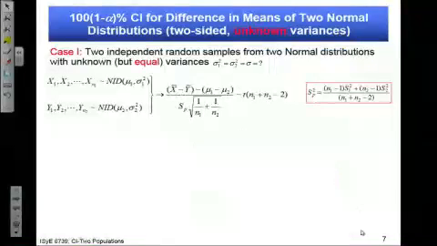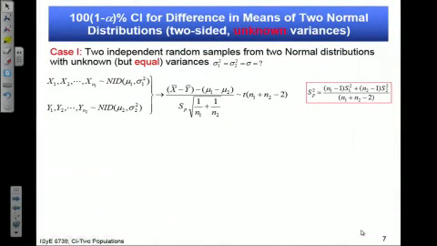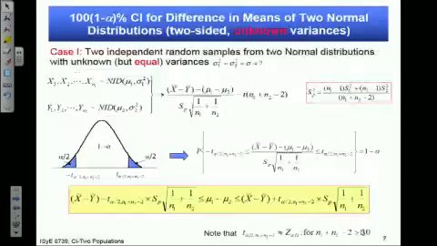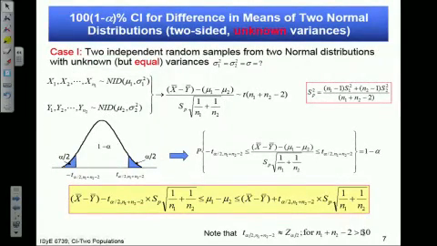Any questions? Yeah, go ahead. The condition n1 plus n2 minus 2 greater than 30 is a little bad in the sense that you can have just one example for n2 but a lot of examples for n1 and it will still be satisfied. Don't you have a limit for each of them?